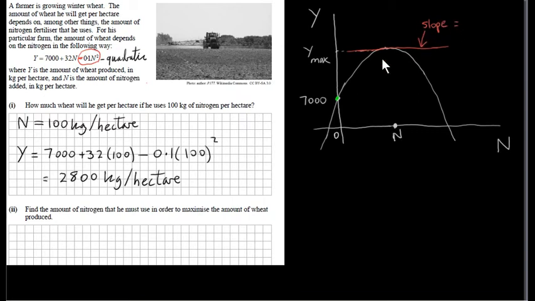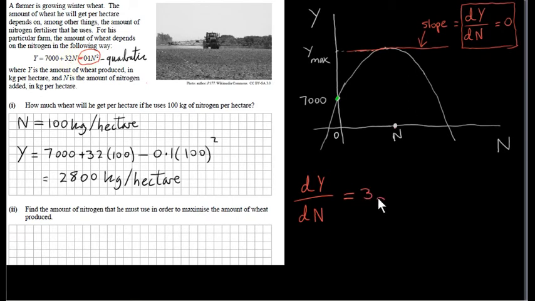But what is the slope of a tangent to a curve? We've seen before that the slope of a tangent to a curve is the derivative of y with respect to n, and must equal 0. So basically, we solve this equation to find out what this value of n is. So let's get dy dn and put it equal to 0. If we differentiate 7000 with respect to n, we get 0. That's just a constant. When we differentiate 32n with respect to n, we get 32.